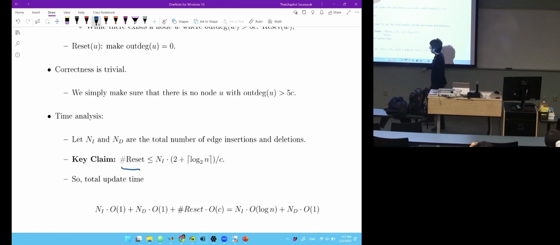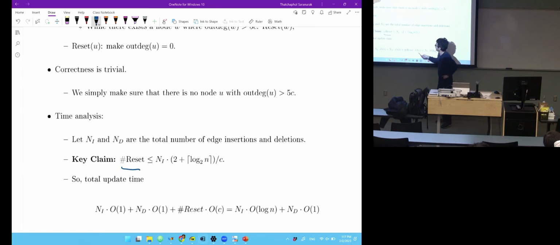Because the total update time throughout the whole sequence of operations, first of all, each deletion you spend constant time, that's good. And each insertion you would spend constant time, except that if you reset, you would spend something like 5C time to flip all the outer degree, that is around 5C edges. For each reset, you will spend this time.